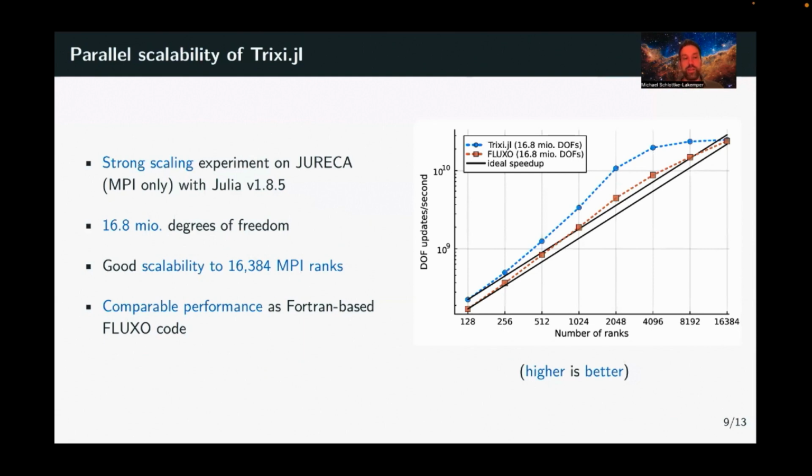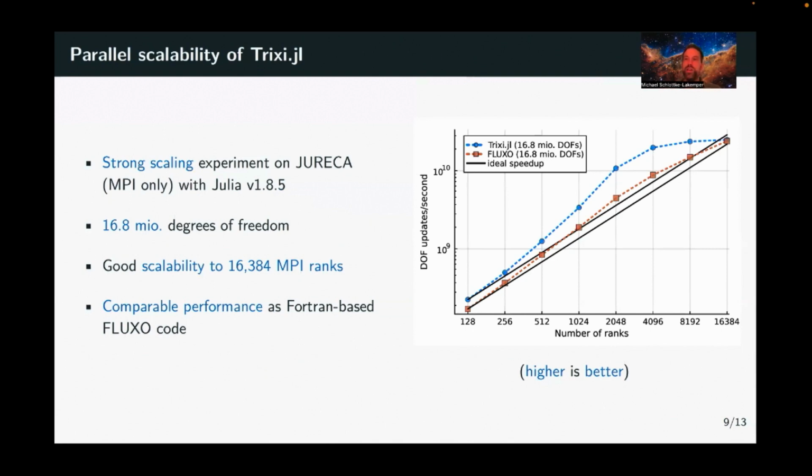So this has roughly 17 million degrees of freedom. And as we can see, we have a good scalability to roughly 16,000 ranks. In this case, higher is better. Here we're looking at the number of degrees of freedom updates per second. And we also can see that Trixi has a near linear scaling on this scale, and a similar result holds for the Fluxo code. We can also see that Trixi is slightly faster than Fluxo, but this is not a surprise. We already saw that it is slightly faster in the serial case.